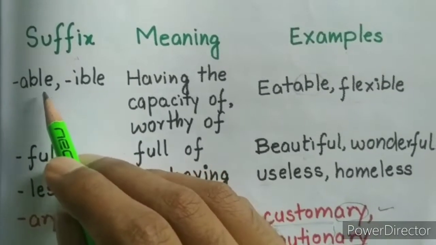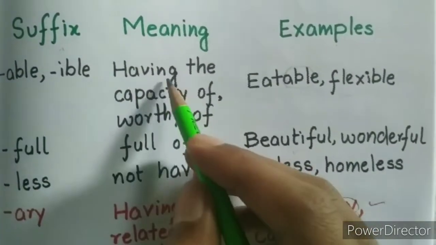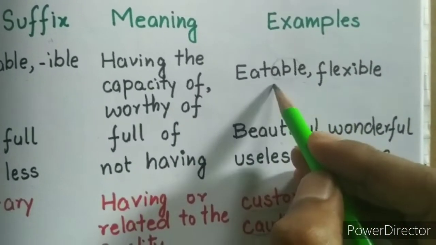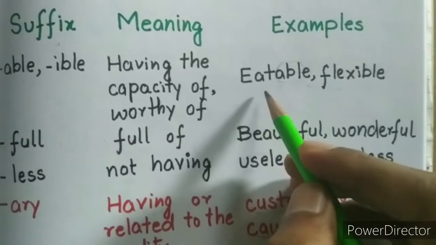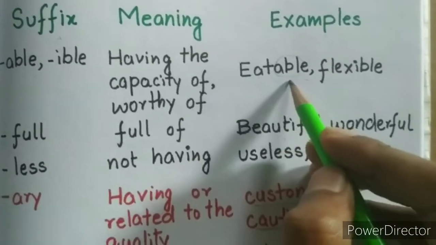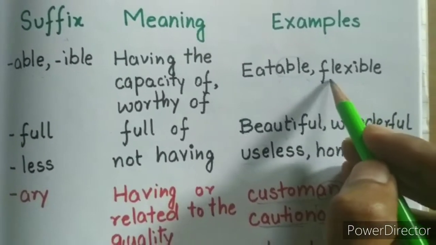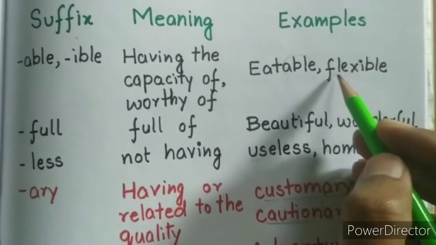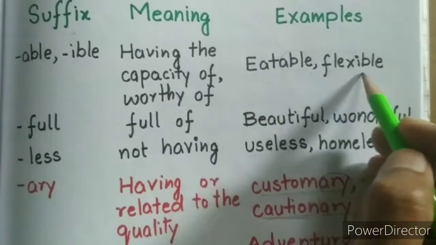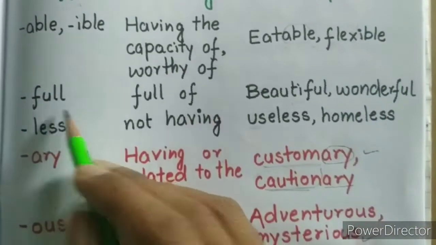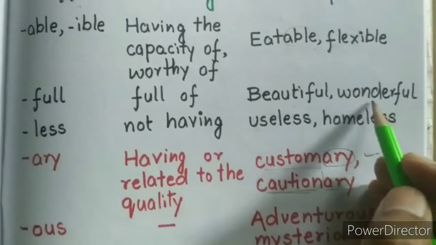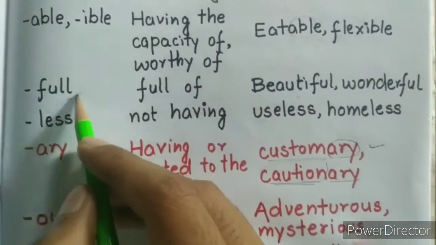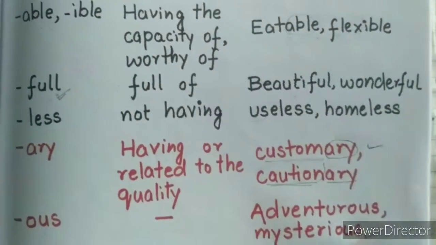The first suffix is able or ible. The meaning is having the capacity of or worthy of something. Eatable, that means that is worth eating or that is fit for eating, is called eatable. The same way flexible. Flex is a verb, meaning to bend. So something that you can bend is called flexible. Next is ful, full of: beautiful, wonderful, delightful. So many words are there. This is a very common suffix. We can say the most common suffix.